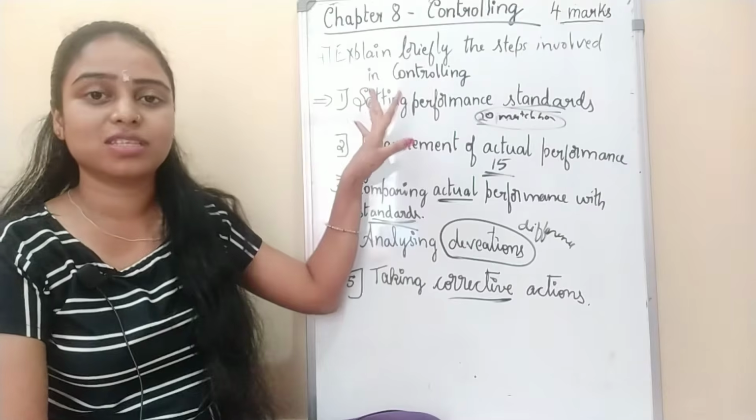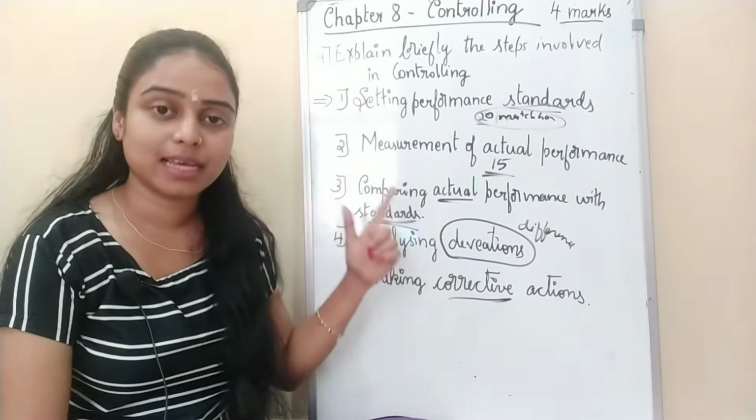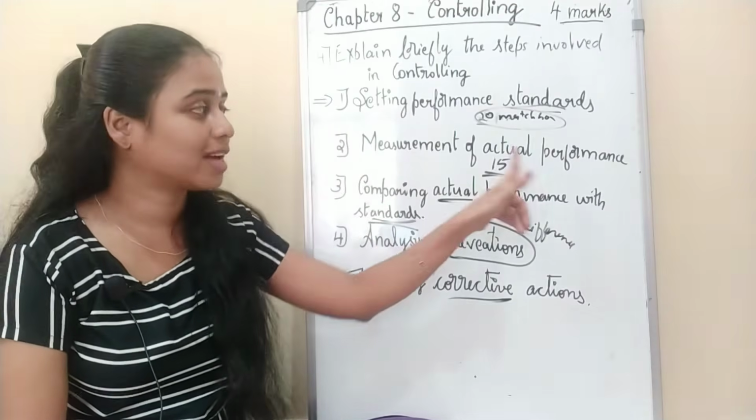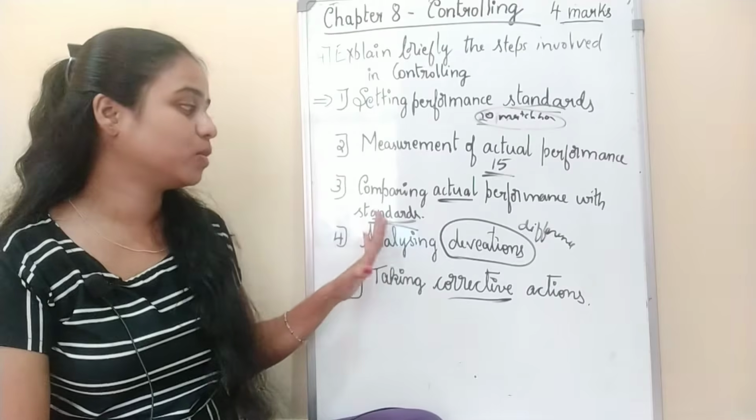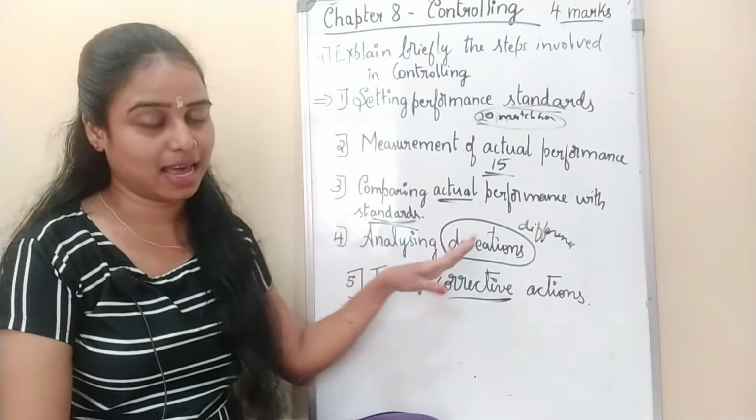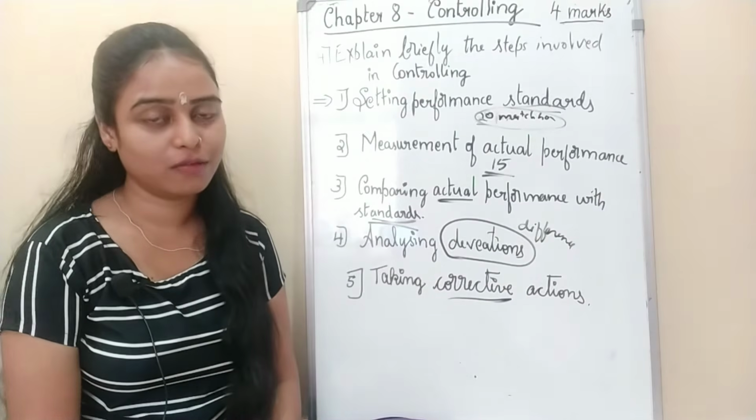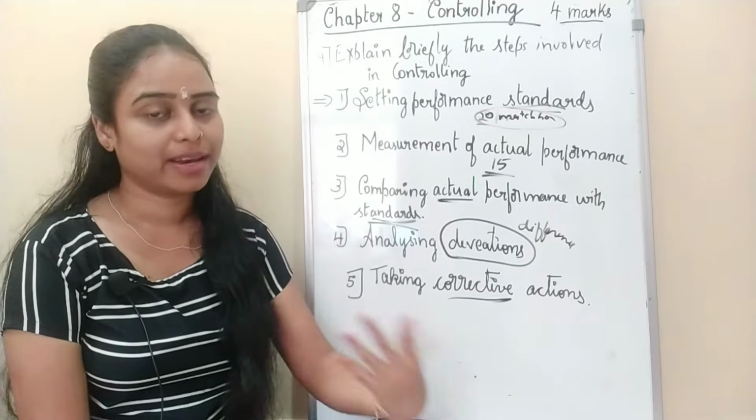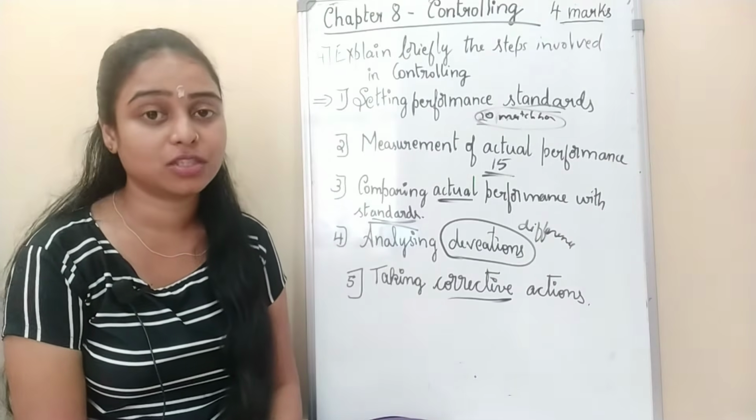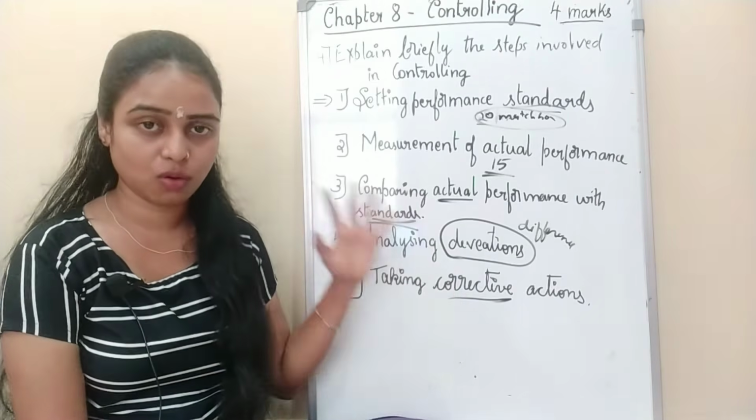Fine. So what is the first process of controlling? Setting performance standards. Secondly, measurement of actual performance. Third, comparing actual performance with the standards. Fourth, analyzing deviations, and fifth, taking corrective actions. So that was all for today's controlling class, and this is the end of the controlling chapter. The next classes will start with chapter number 9, that is financial management. Kindly complete your revision of the chapter.